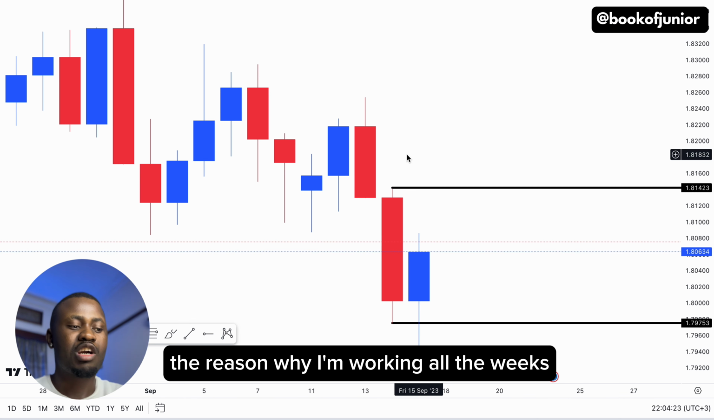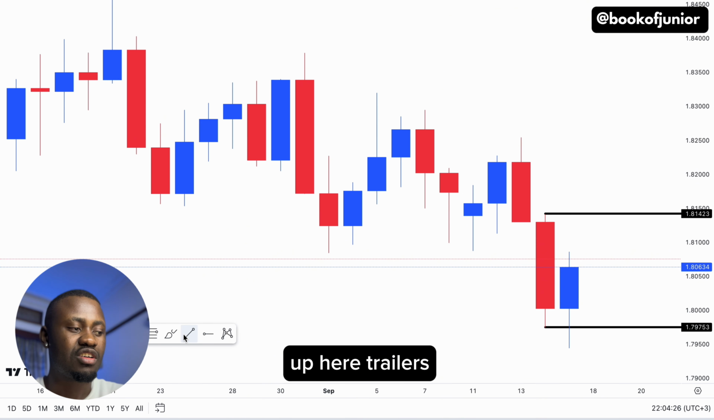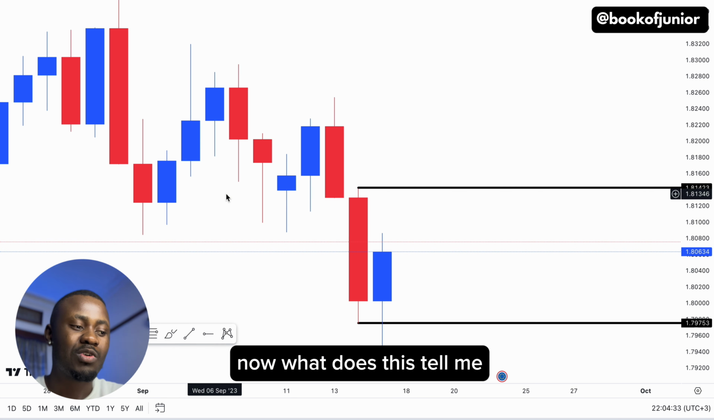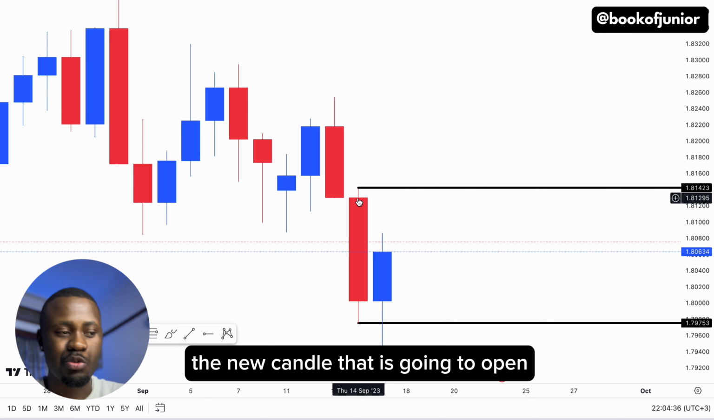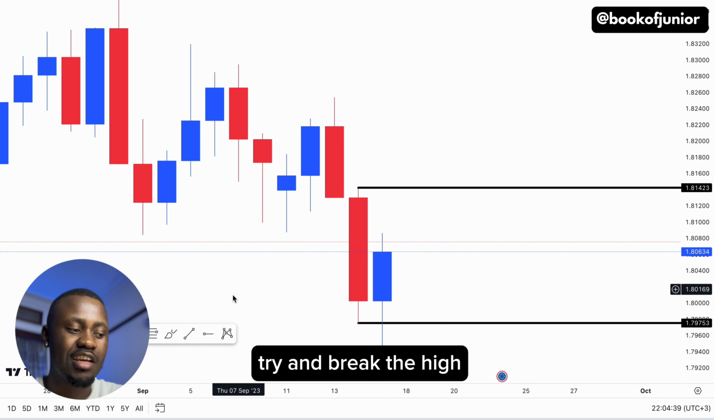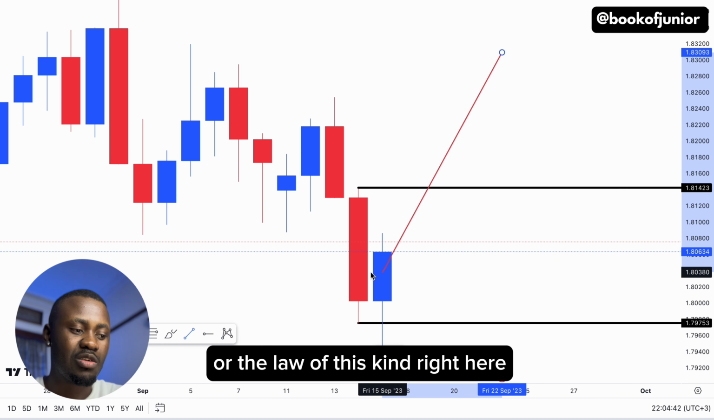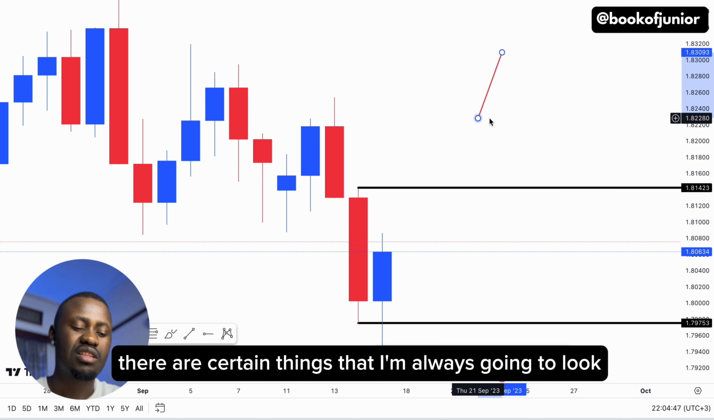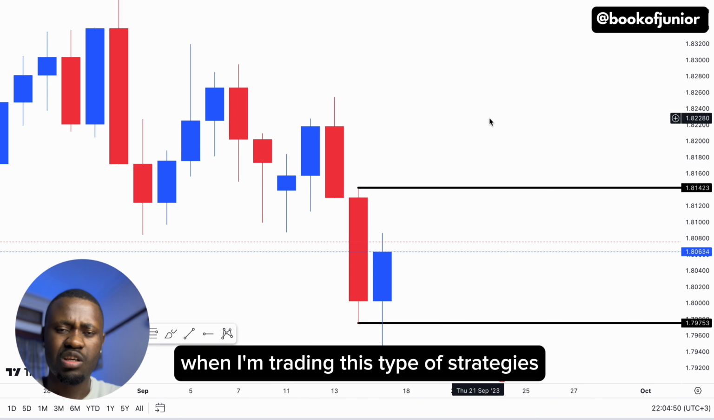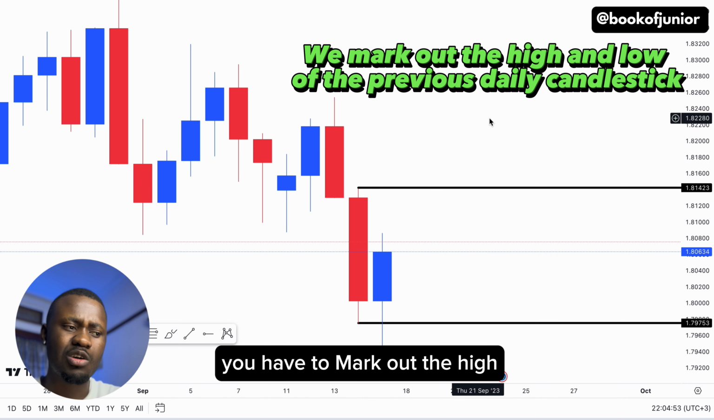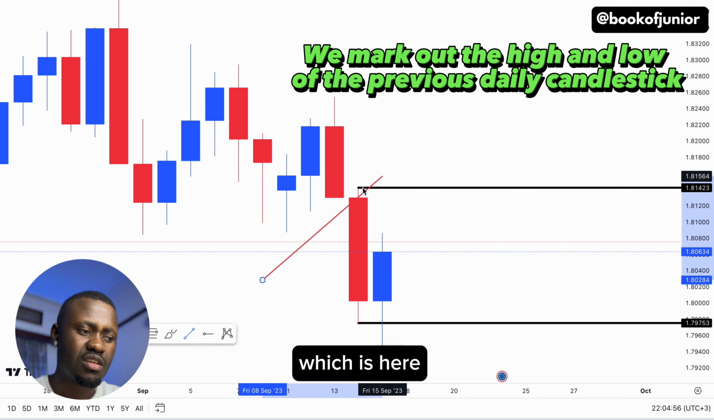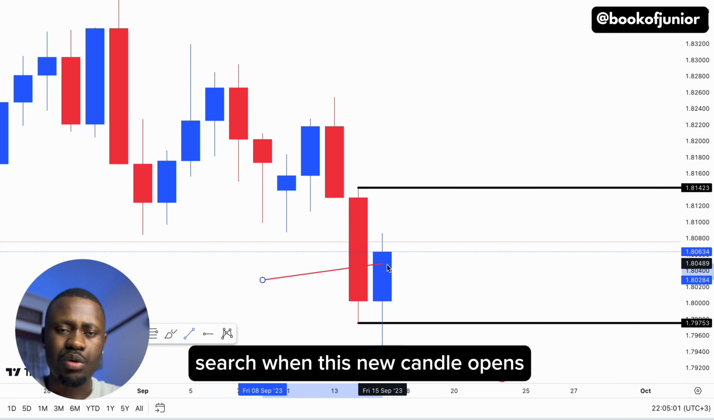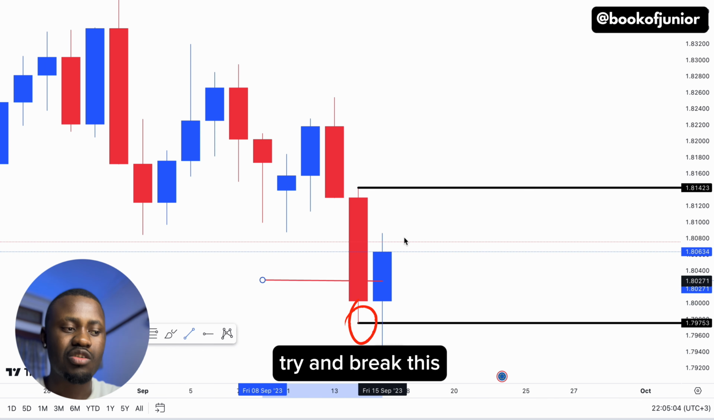The reason why I'm marking out the wicks is that every candle you see up here, traders, has a high and a low. Now what does this tell me? The new candle that is going to open is going to try and break the high, which is up here, or the low of this candle right here. You understand? There are certain things I'm always going to look out for when I'm trading this type of strategy. But the first thing is you have to mark out the high of the previous candle and the low of this candle right here, so that when this new candle opens, it's either going to try and break this or break this upper line right here.